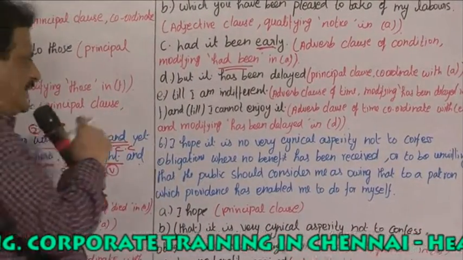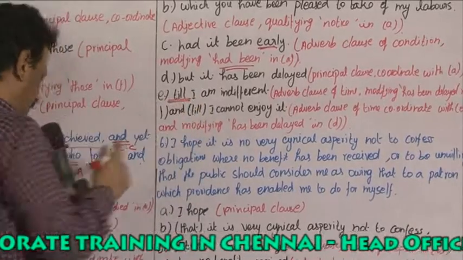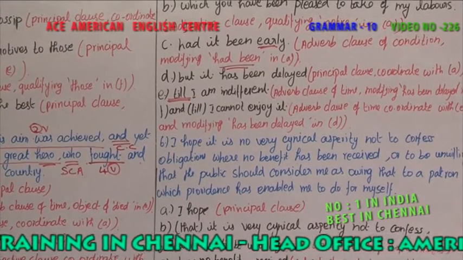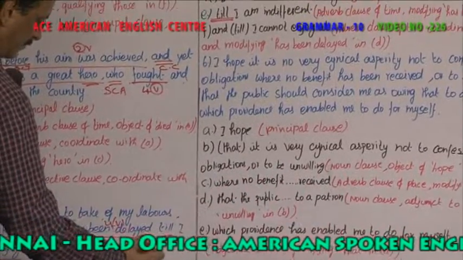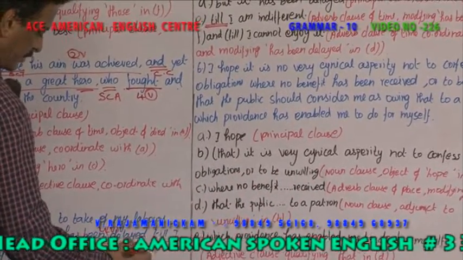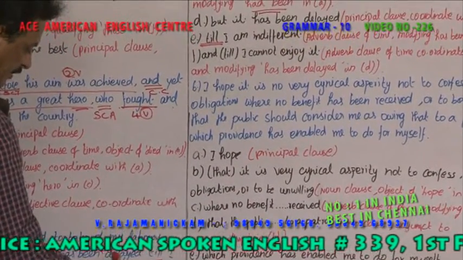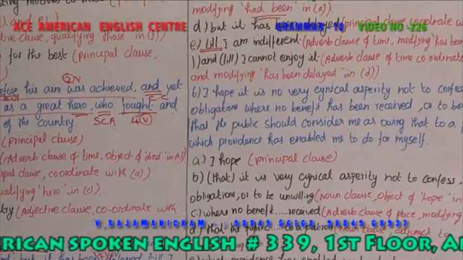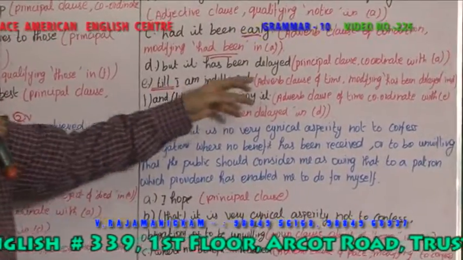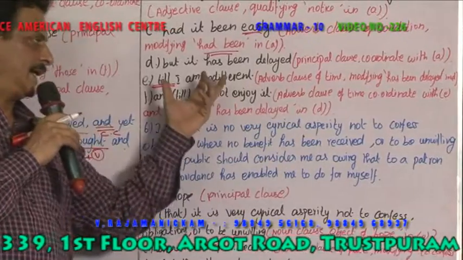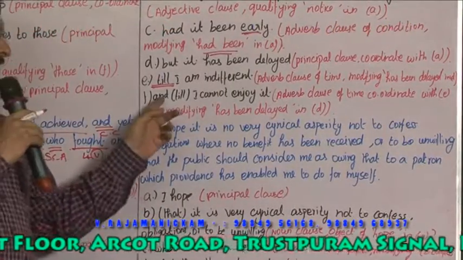Till I am different. Till is that. So, till I am different. See here, till I am different. So, till stands for time. Adverb clause of time, so a subordinating conjunction of time. When you ask a question, "till", then it becomes an adverb clause of time, modifying "has been delayed". Till I am different.